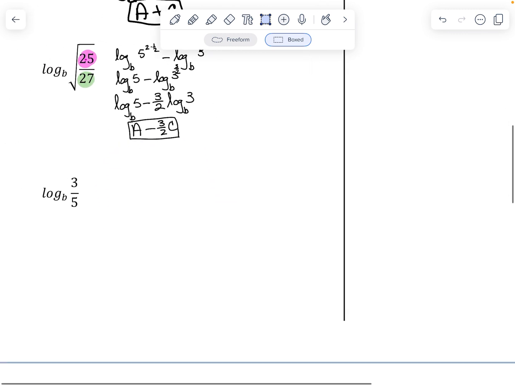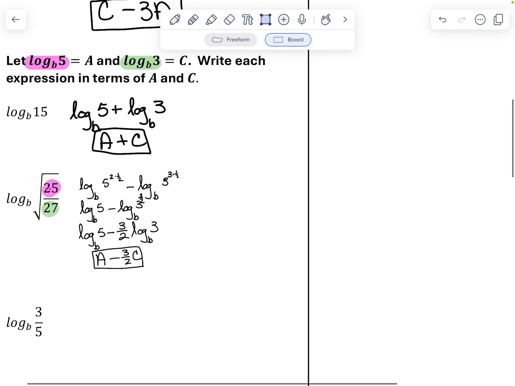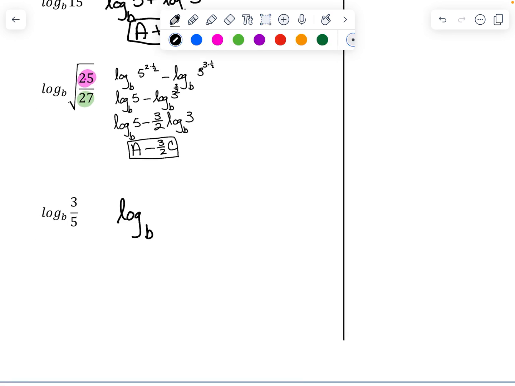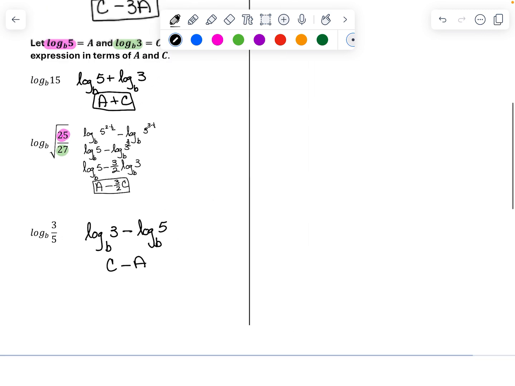Okay, and 3 divided by 5 would just be log b 3 minus log b 5, and log b 3 was C, so this is C minus A. So that's all that is. So don't make that more than it is.